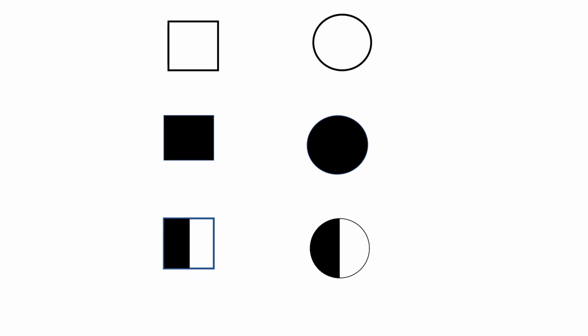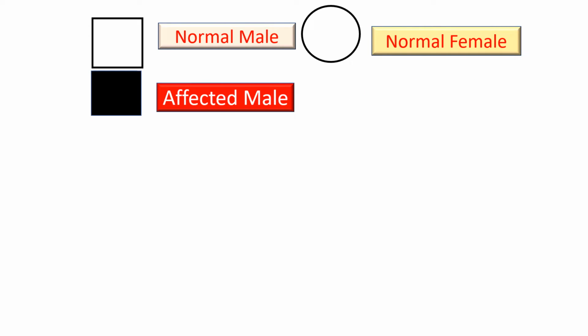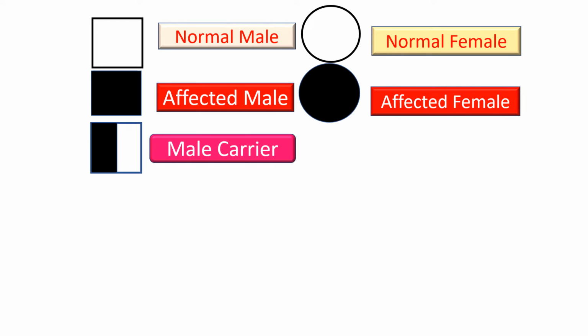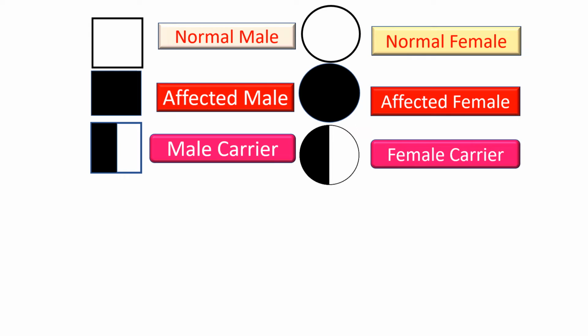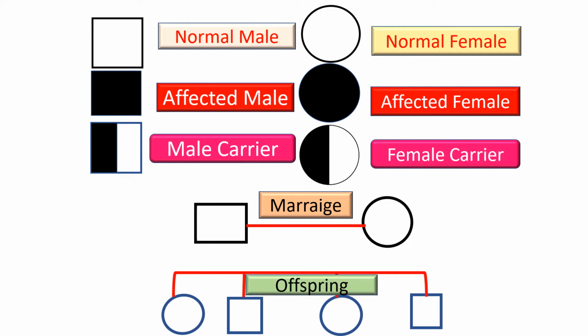Symbols used in pedigree charts: normal male, normal female, affected male, affected female, male carrier, female carrier, marriage, offspring.